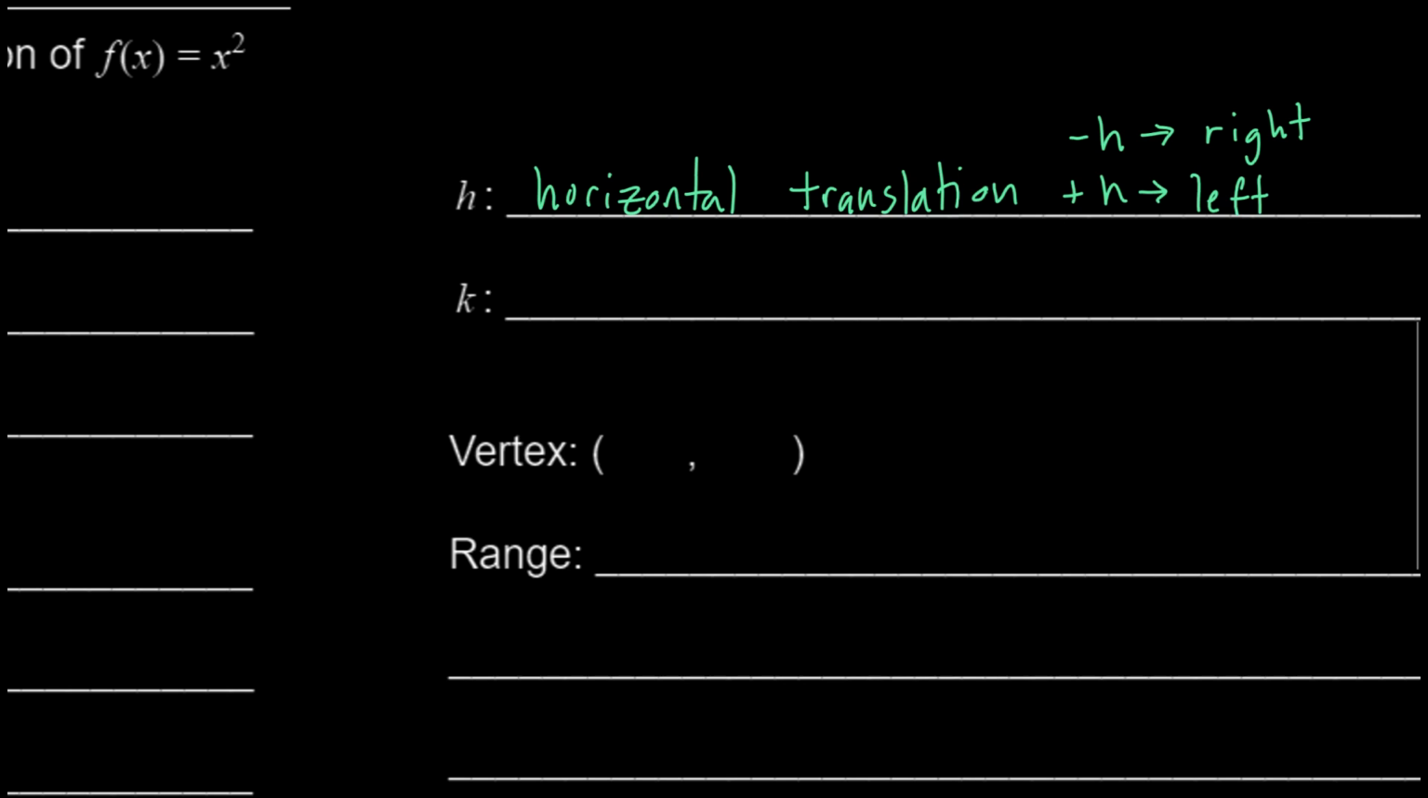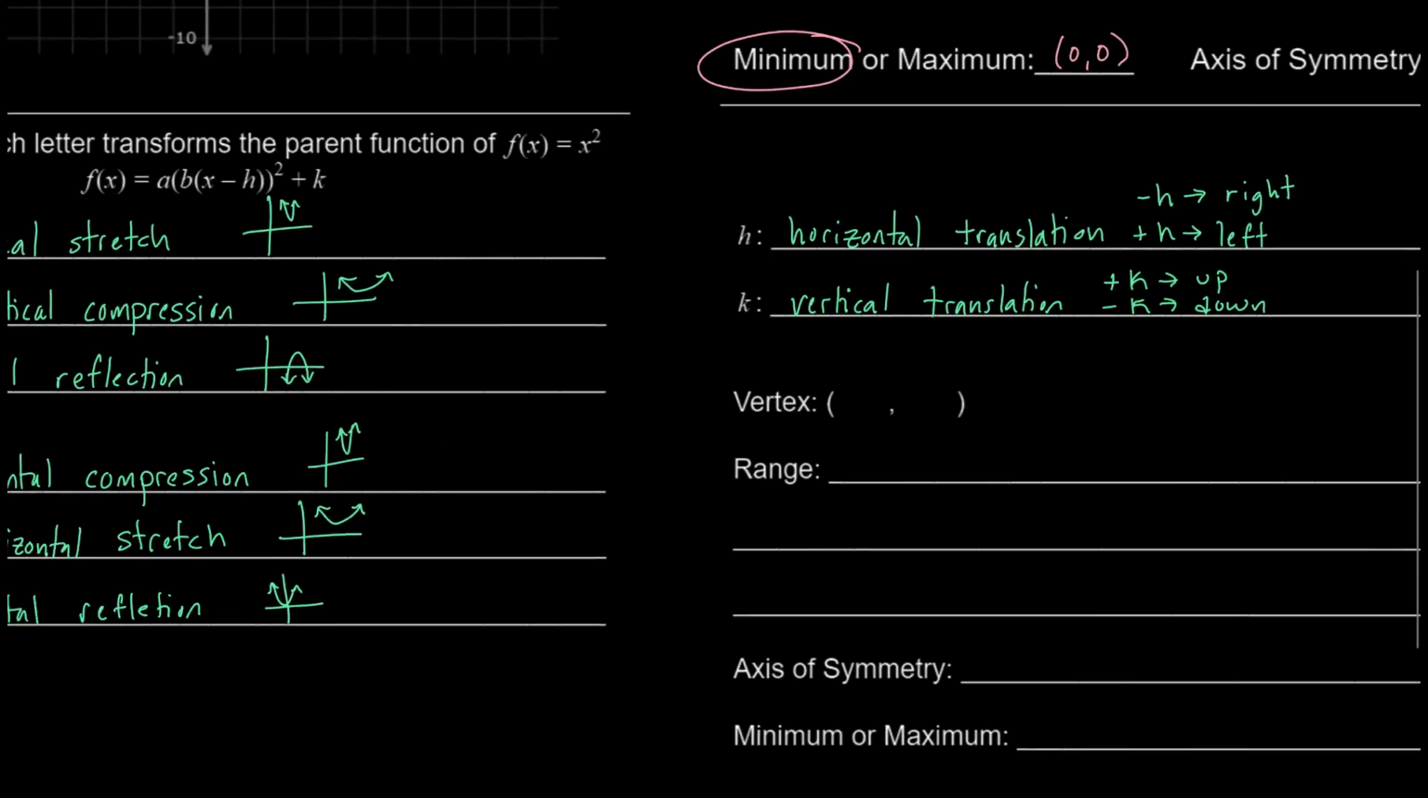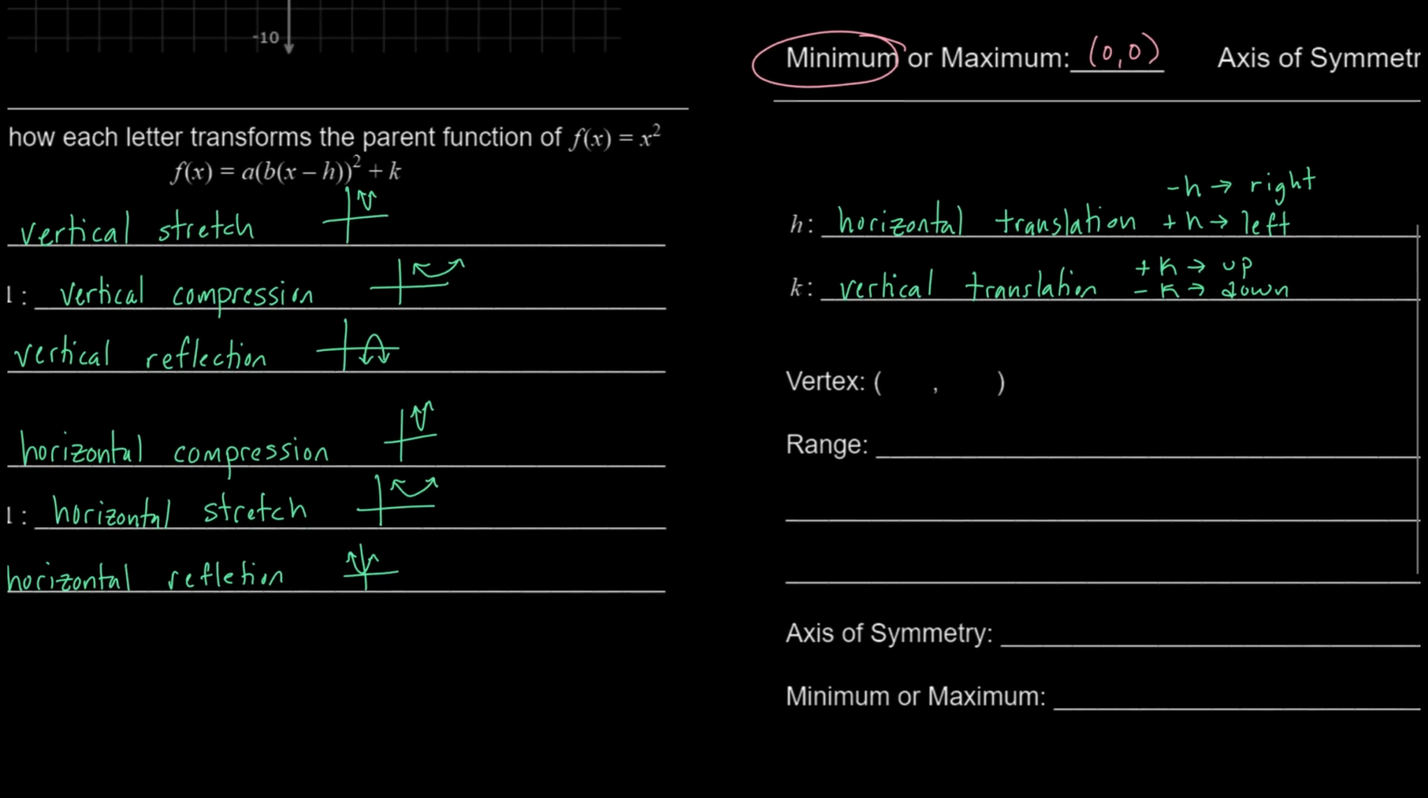K. Is K inside of our parentheses? No. So is it backwards? No, it's normal, right? And it's called the what? K is the vertical translation. Yes. If it's positive, it goes up. If it's negative, it goes down. Where is the vertex? It's at H and K.